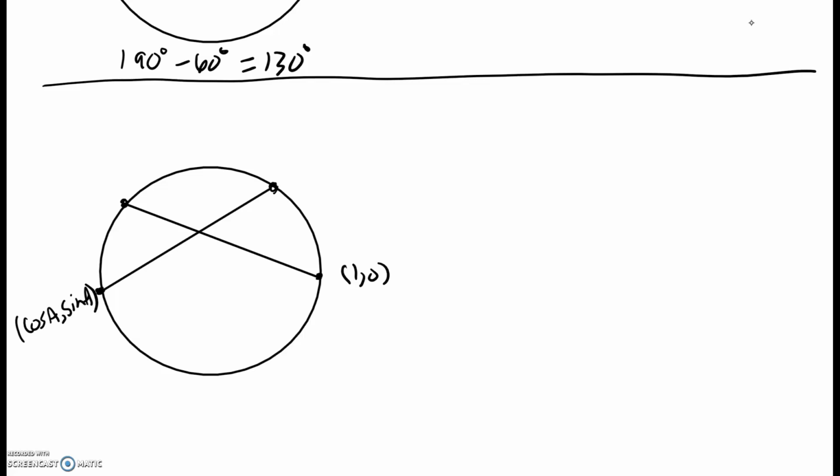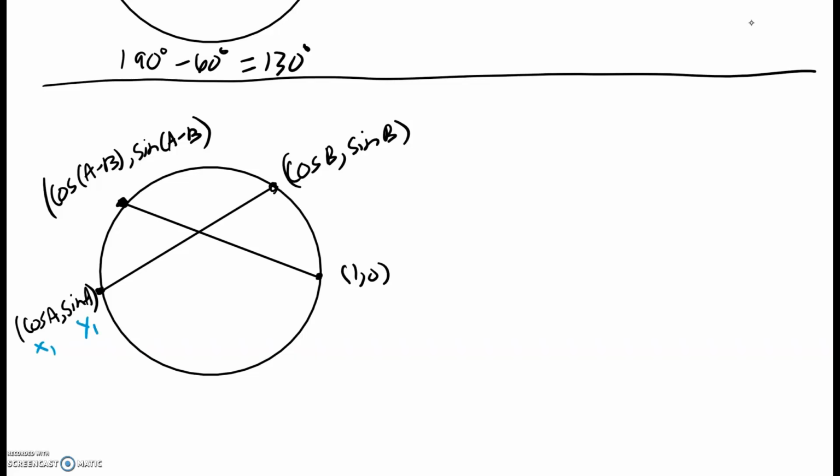And the point over here is going to be considered cosine B, comma, sine B. Now, this point right here can be considered in terms of A and B as the cosine of A minus B and the sine of A minus B, because it's in between those two points. Now, we can also consider this point here to be, remember cosine is really x, so this is x sub 1, y sub 1, and this will be x sub 2, y sub 2.